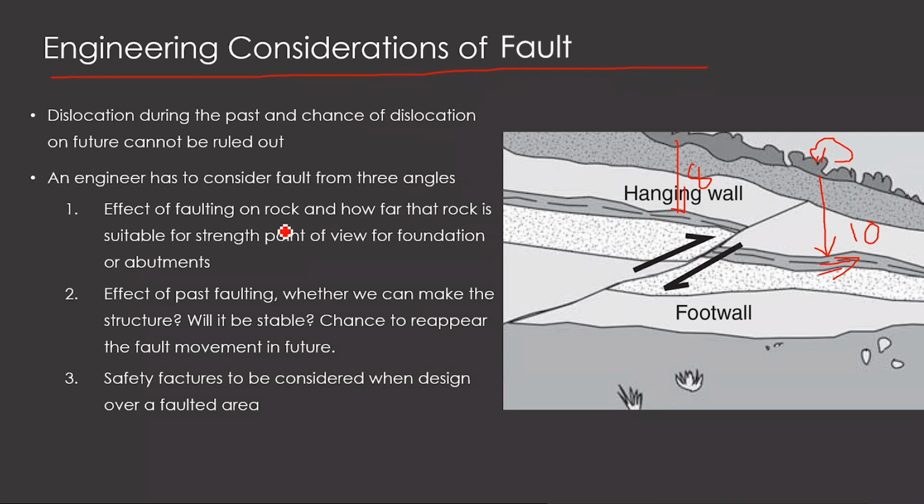So this effect of faulting on rock, and how far that is suitable from the strength point of view of the foundation or an abutment, is one thing the civil engineer should look into when studying an area for geological aspects. Then, what is the effect of past faulting where we can make the structure? Will it be suitable? We need to take a decision. What are the chances of the movement reappearing in the future, because here there is a movement already? So do we have a chance that it will move again in the future?